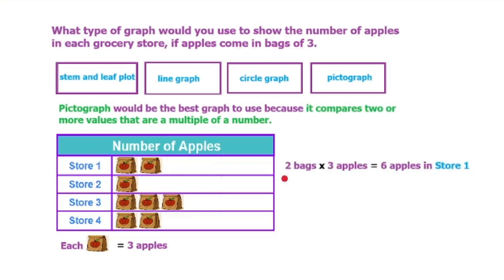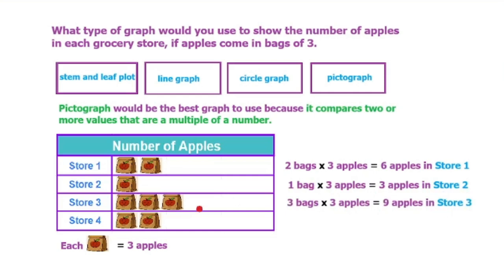So let's multiply that out for each store. There's 2 bags times 3 apples equals 6 apples in store 1. And let's continue that calculation for each of the stores. So 1 bag times 3 apples equals 3 apples in store 2. In store 3 we have 3 bags, so 3 bags times 3 apples equals 9 apples in store 3. And then finally in store 4, we have 2 bags. 2 bags times 3 apples equals 6 apples in store 4.